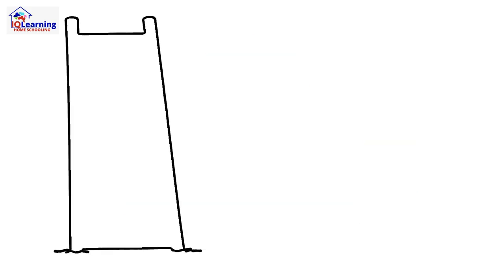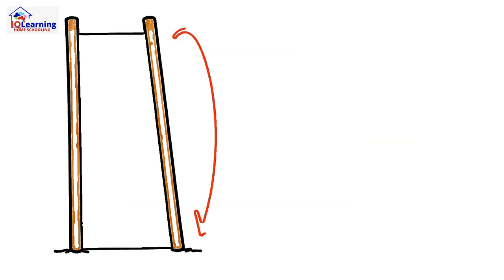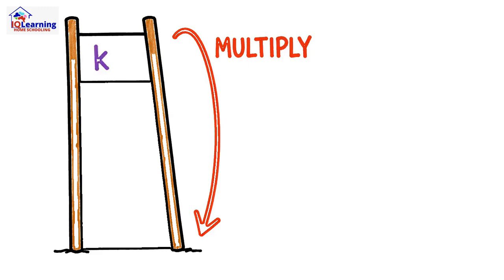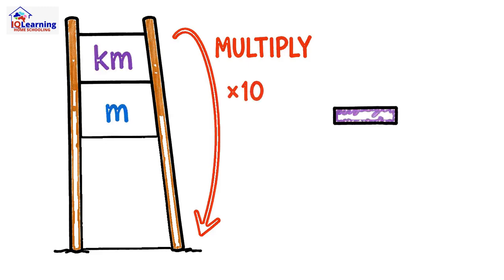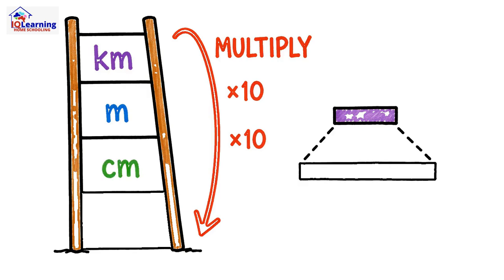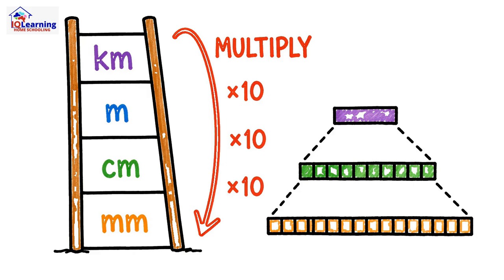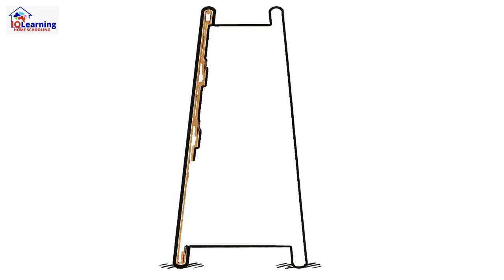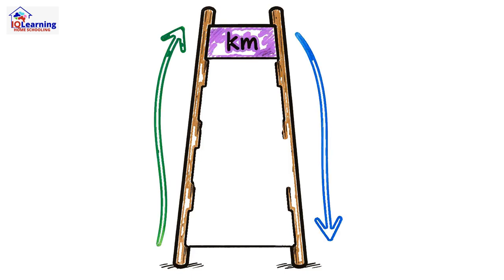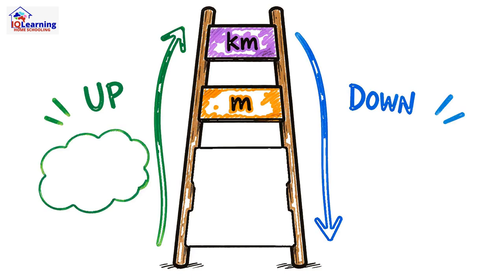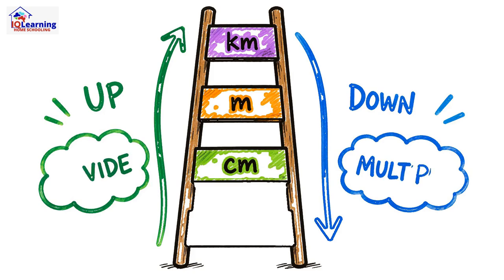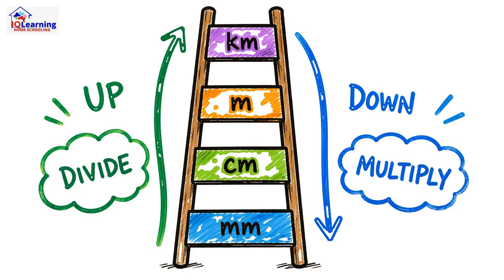Now for the golden rule. When you go down the ladder, from a big unit like meters to a smaller one like centimeters, you multiply. The number gets bigger because you need more of the tiny pieces to fill the same space. But when you climb up the ladder, from a small unit to a larger one, you divide. You're grouping the little pieces into bigger chunks, so the number gets smaller.